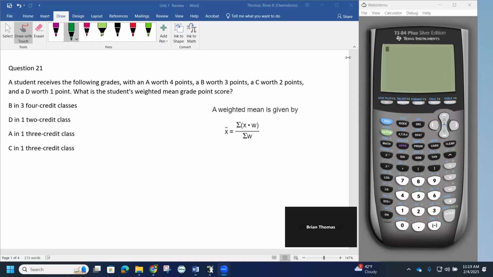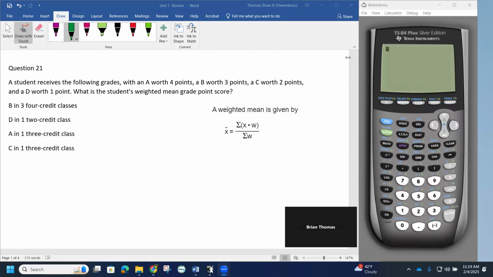So another question in the interview is question 21. A student receives the following grades, with an A worth 4 points, a B worth 3 points, a C worth 2 points, and a D worth 1 point. What is the student's weighted mean grade point score? A lot of times we call this GPA in college. So this is how a GPA in college is actually calculated.